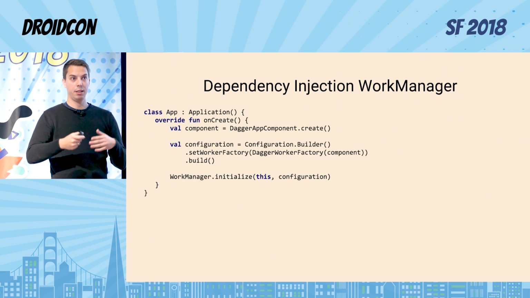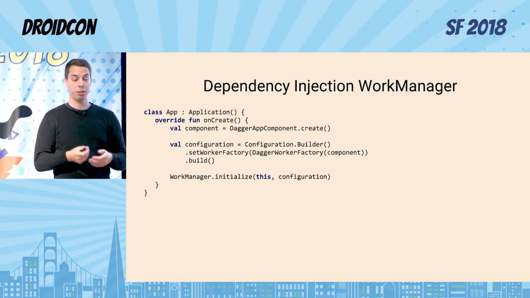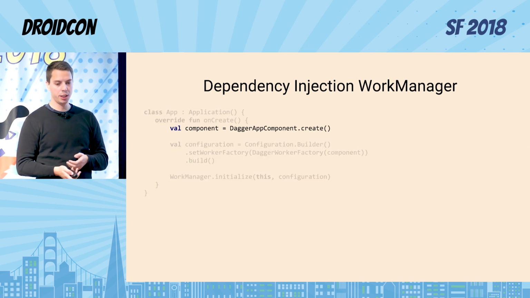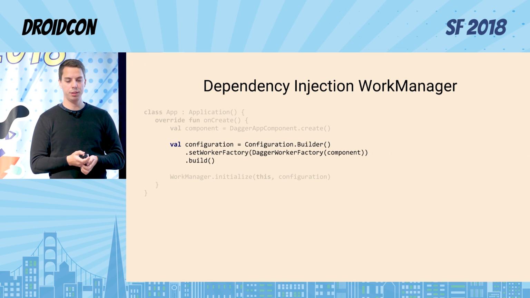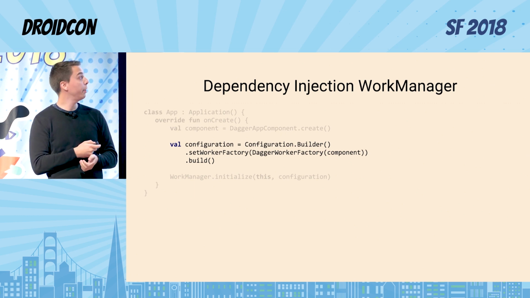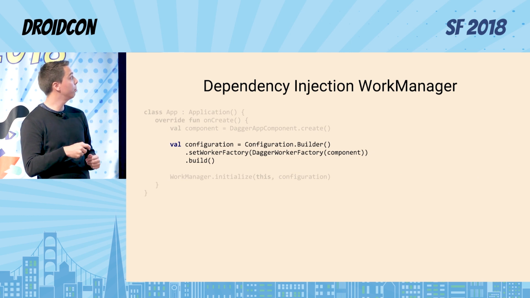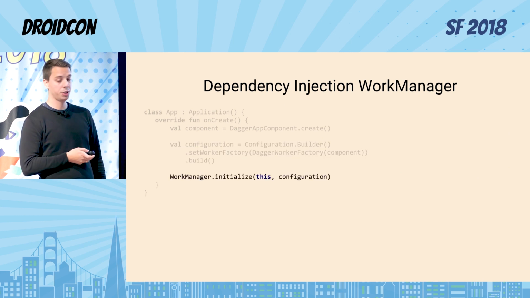In order to use a worker factory with WorkManager, you have to manually set this up. And the best place to do this is in your application class, probably. That's what I'm doing here. I create my application component. Then I create my own worker factory where I pass in my Dagger application component. And then I just call initialize.